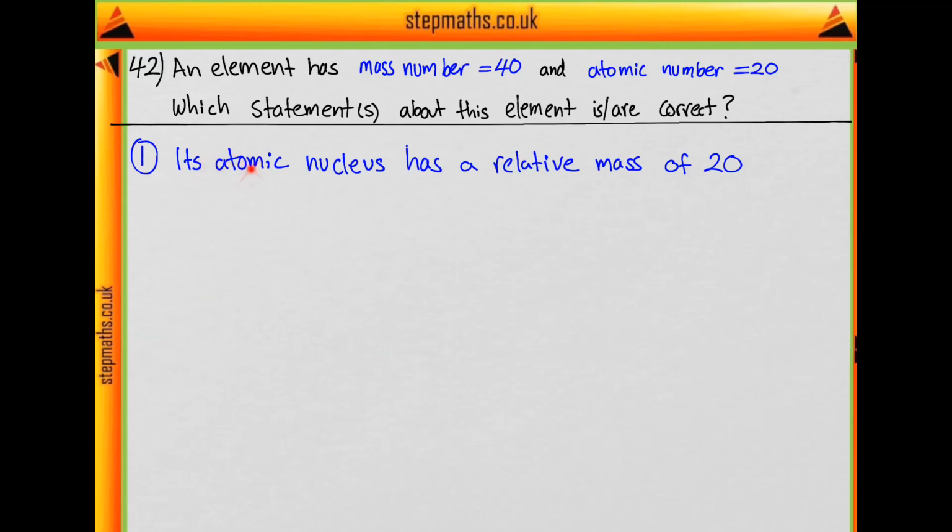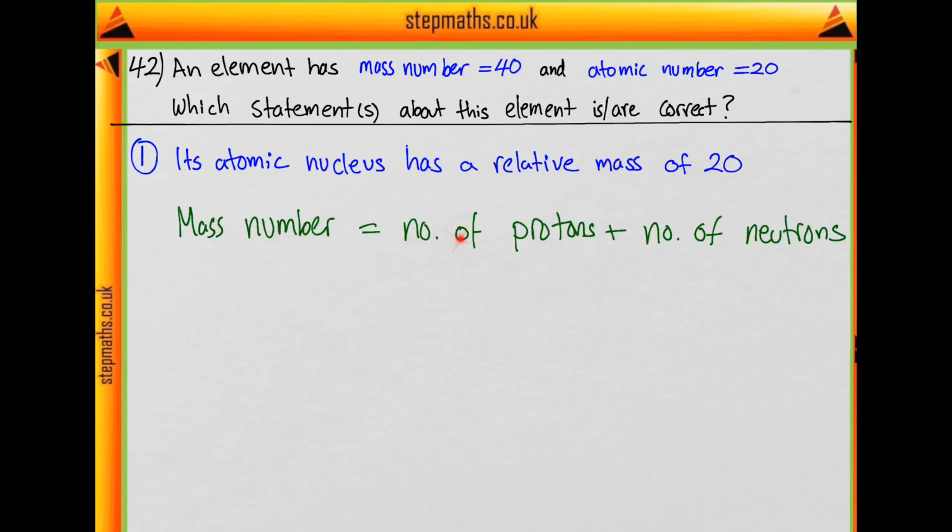Statement 1. Its atomic nucleus has a relative mass of 20. So we know the mass number is the number of protons plus number of neutrons inside the nucleus. So our mass number is 40, so our relative mass of the nucleus is 40, not 20. The atomic number is 20, and the atomic number simply states the number of protons. So statement 1 is incorrect.